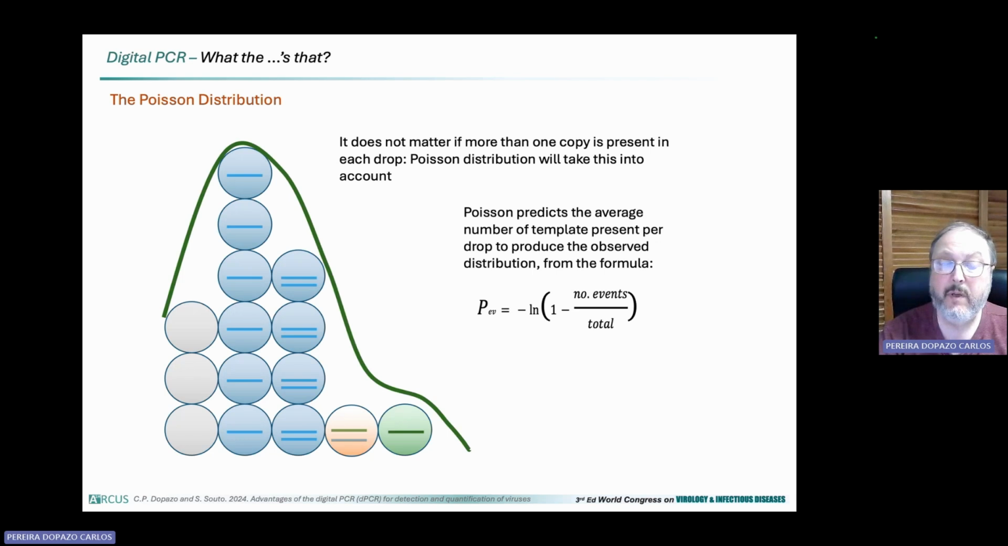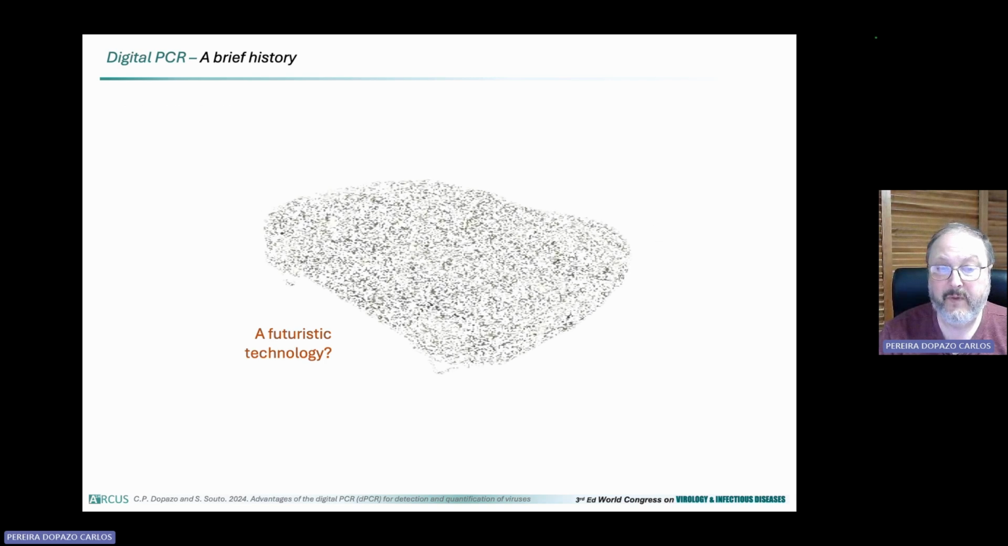Counting the number of drops of each color and applying an algorithm for the Poisson distribution, we are going to be able to calculate exactly the number of copies per reaction in the sample, and in both cases for both templates. Therefore, this is an absolute quantification, which is the first difference with respect to the qPCR, which needs standards to apply a relative quantification.